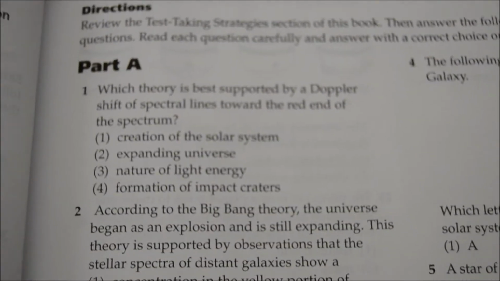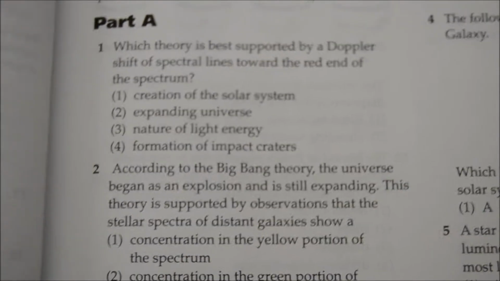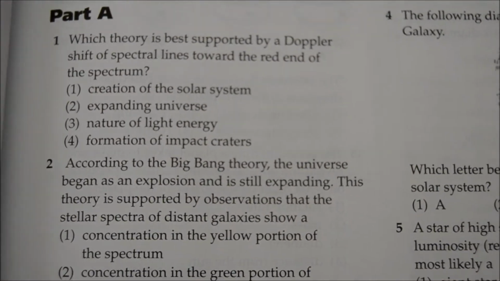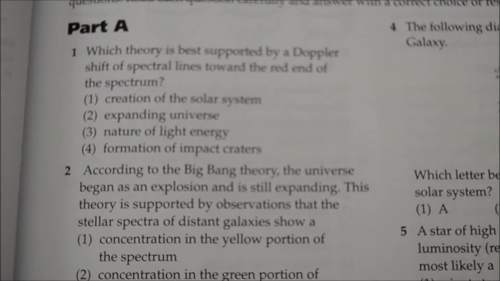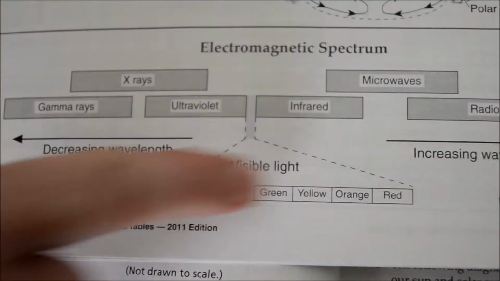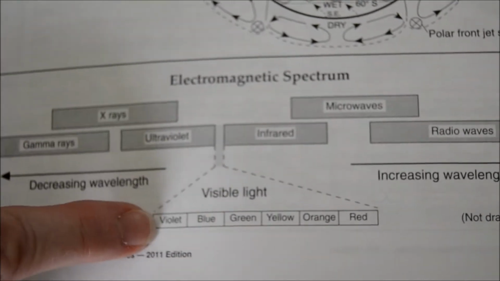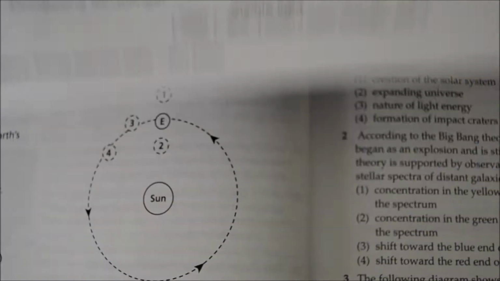Number 1, which theory is best supported by a Doppler shift of spectral lines towards the red end of the spectrum? The red shift shows that the universe is expanding, the wavelengths are getting longer. So if I look at color, increasing wavelengths go that way, decreasing goes this way. So if I'm looking at visible light, the red end of the spectrum has an increasing wavelength, so objects are getting further away from each other.